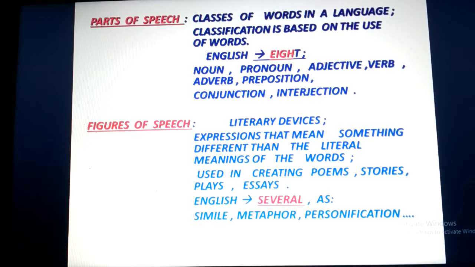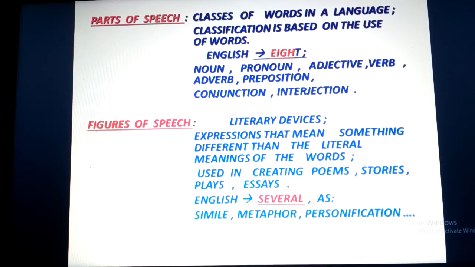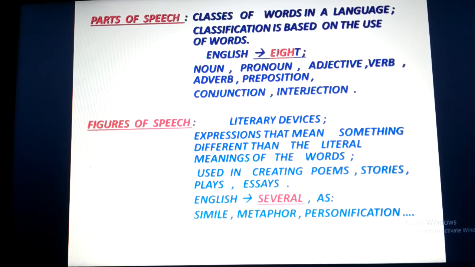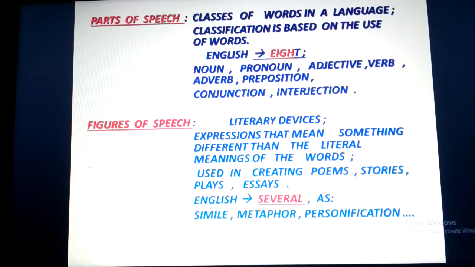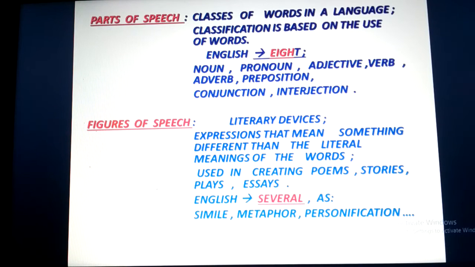Now, coming to the figures of speech, they are literary devices used by poets, authors in creating poems, stories, plays, etc. They make the piece of writing beautiful and appealing to listen to. Figures of speech can be said to be expressions that mean something different than the literal meaning of the words. It provides a special effect when the words and expressions are written in a particular way.